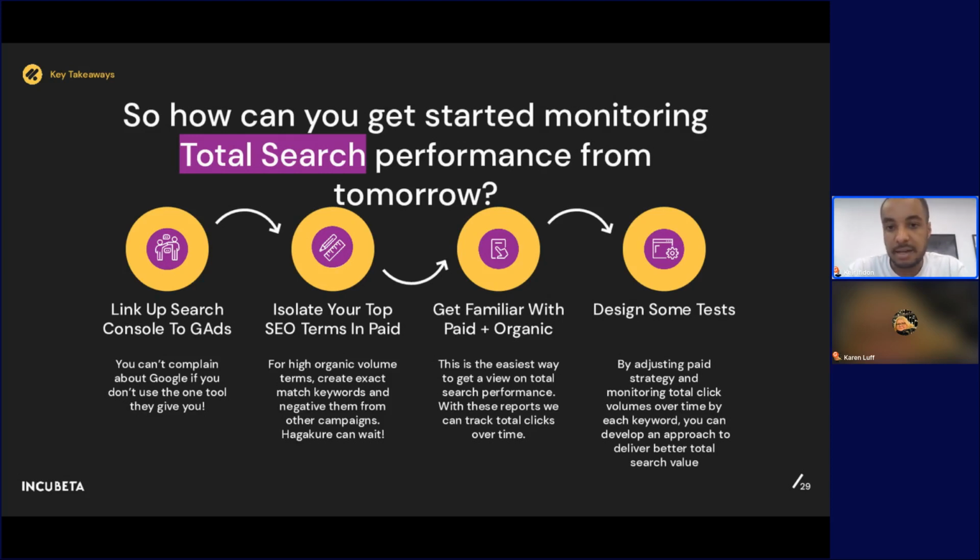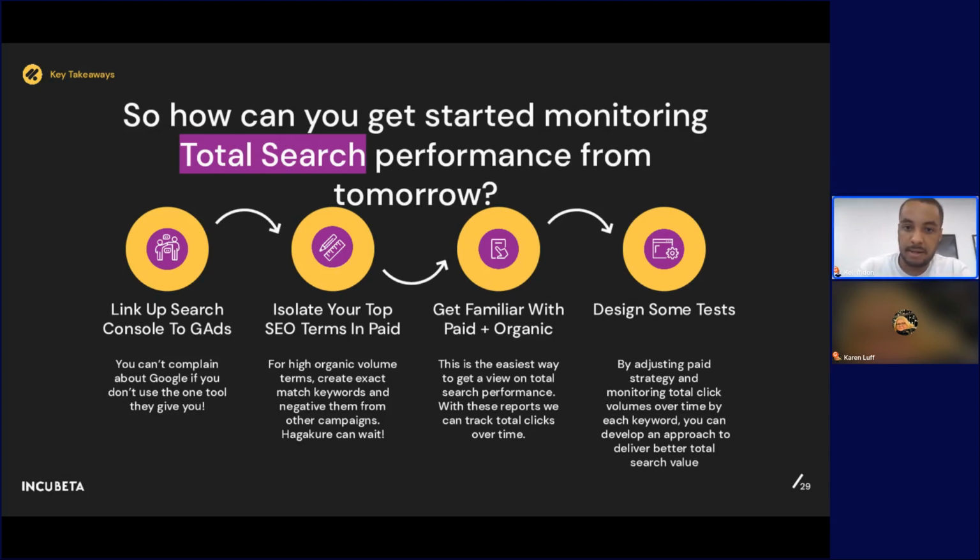keywords. And in terms of things, it's also best to design some tests for these, so you can make sure that you're adjusting your strategy as you see fit, and make sure that you're monitoring the total click volumes over time by each keyword. You can obviously develop an approach to deliver better total search value then.